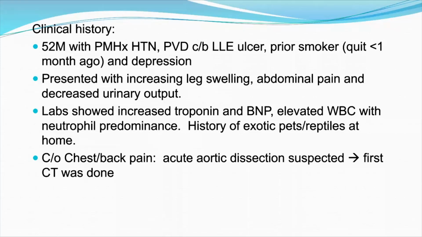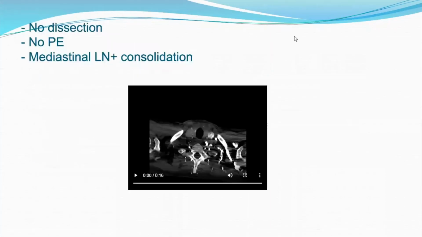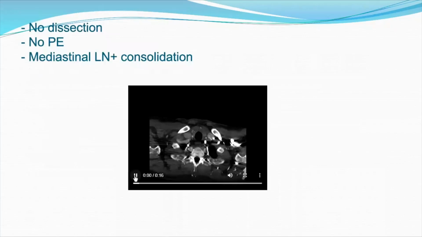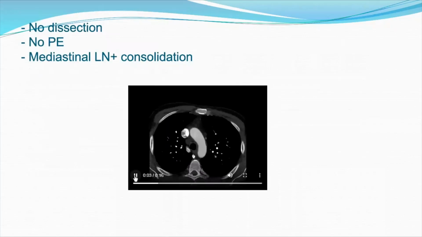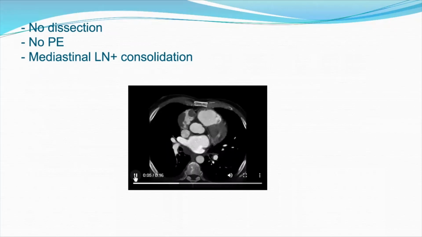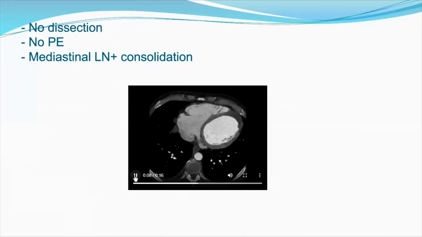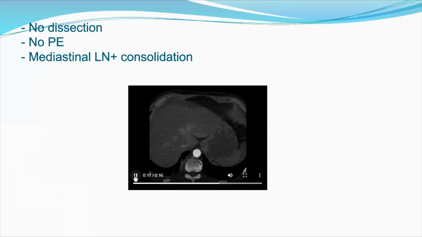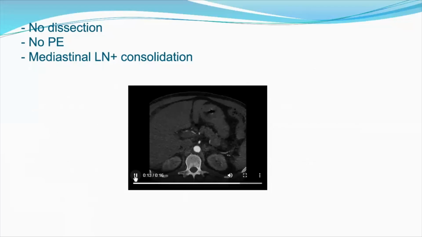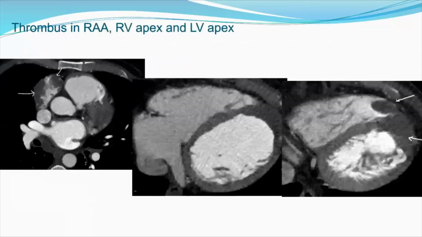Since there was a history of chest pain and back pain, there was a suspicion of acute aortic dissection or a pulmonary embolism. So a CT was done. These are the CT images. As you can see, there is no dissection, there is no pulmonary embolism, there are some mediastinal lymph nodes and consolidation. But what was important here is that there are filling defects in the right atrial appendage, in the right ventricular apex, as well as in the left ventricular apex.